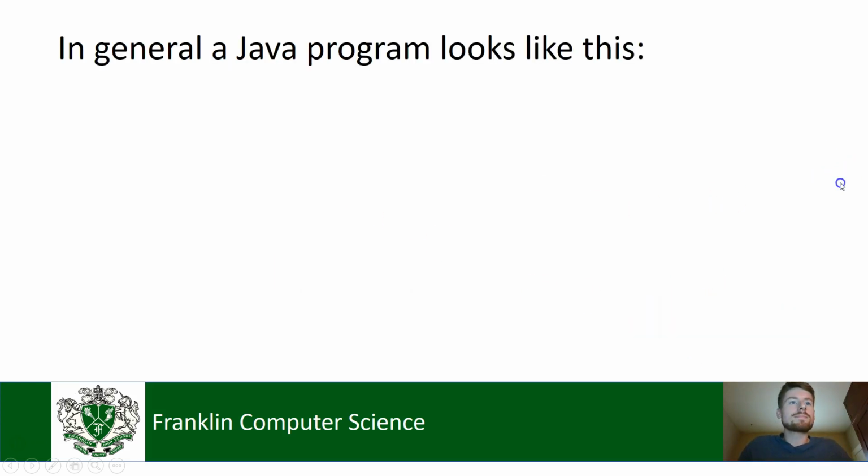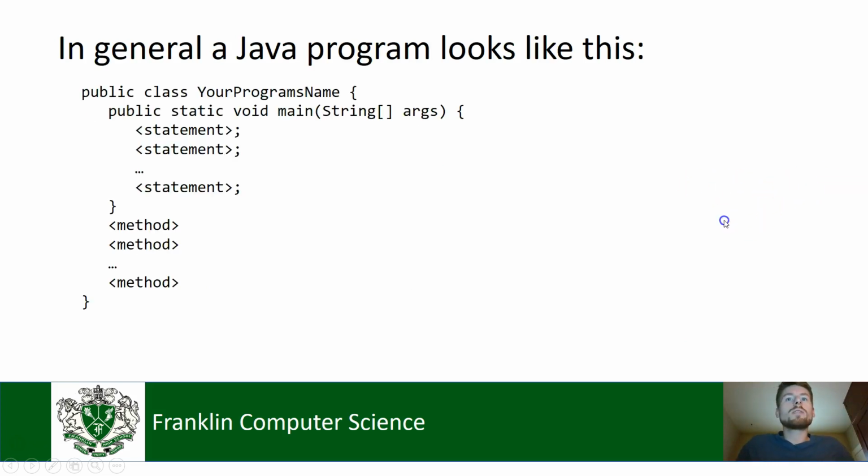Pretty simple. Okay, so in general, what a Java program will look like is this. You've got your class, public class at the very top. Your program's name will follow that, whatever the program is called, with an open squiggly brace here. And then you'll have your main method. Now the order these methods are written in does not matter in Java. In some other languages it does matter, but in Java it does not.